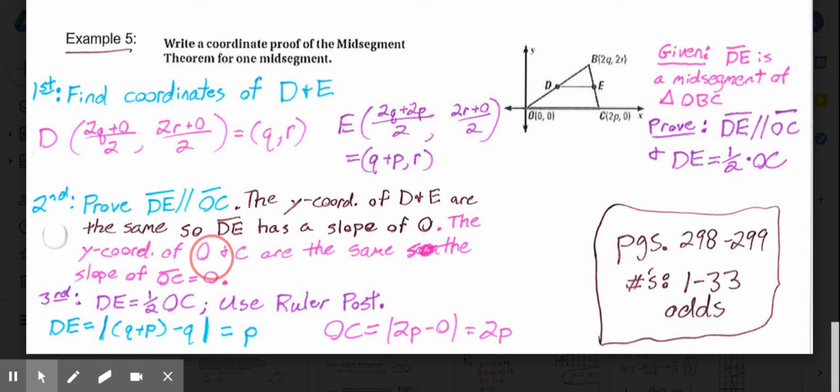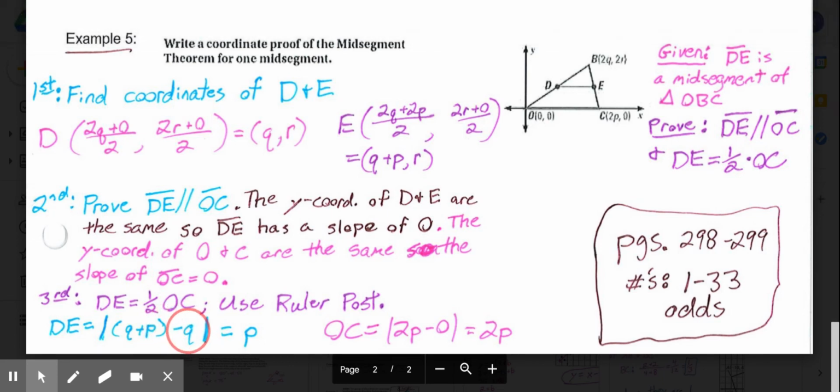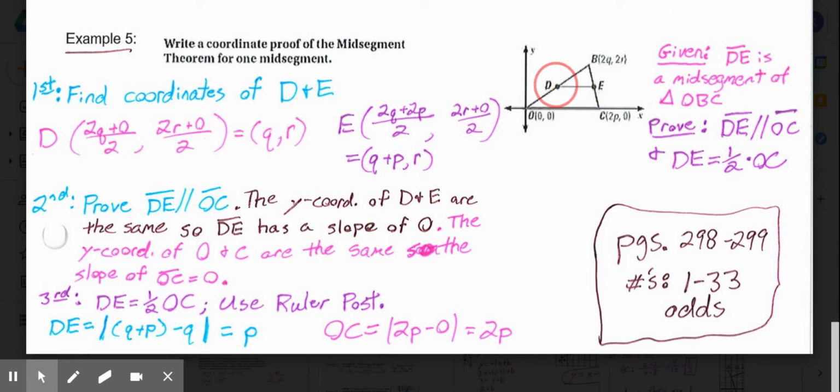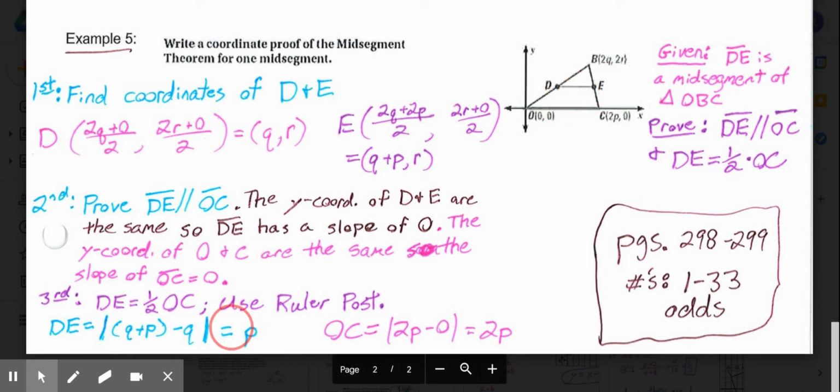So I'm going to use Q, R and Q plus P comma R. So the distance there would be Q plus P in parentheses minus Q. So our x value, Q plus P minus the Q, to find that distance there, which would simply be P, because it's in the absolute value. So how far did it change here to here? This was at Q plus P, and this was at just Q, so it changed a distance of P.